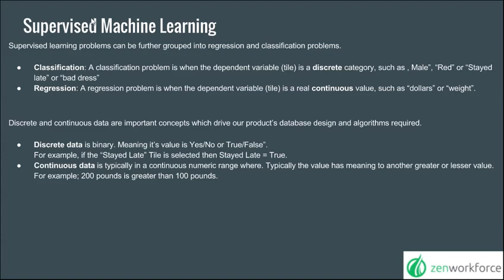So where does Zen WorkForce fit in with this? Because if you look at our tiles at first glance, you press a tile or you don't. Raise your hand. I think your answer would be definitely classification. This is definitely discrete data. The tile is either pressed or it's not pressed, right?